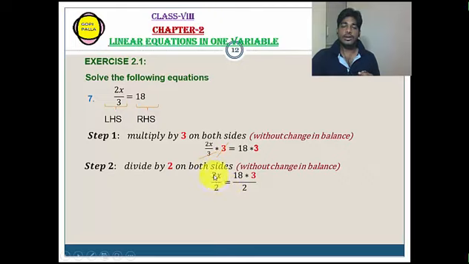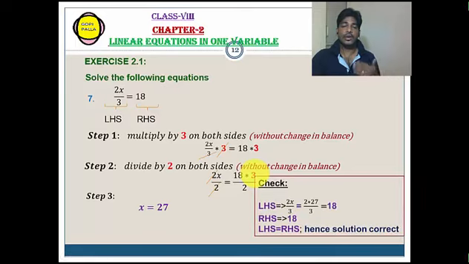So here again, with 2x we want only x, so here 2 should be eliminated. It is 2 into x, so we should divide by 2 on both the sides. After dividing, 2 and 2 get cancelled, and the answer here is x is equal to 27. We'll check the same way as we did for the previous one. We'll take the left hand side equation and substitute the x value, and we'll check whether the right hand side and left hand side are equal or not. If it is equal, then that is correct.